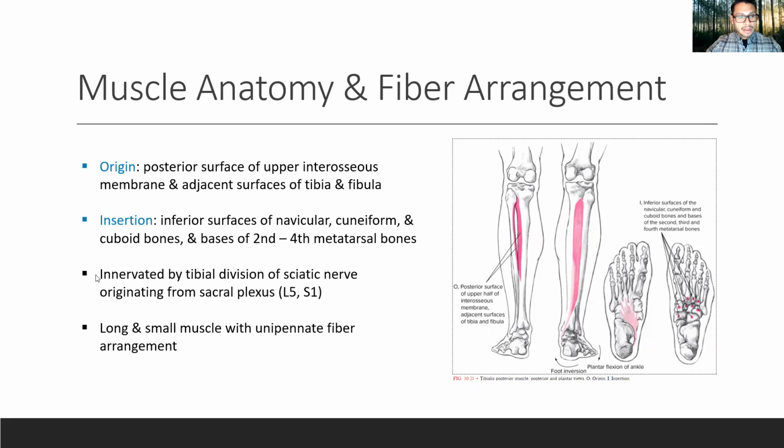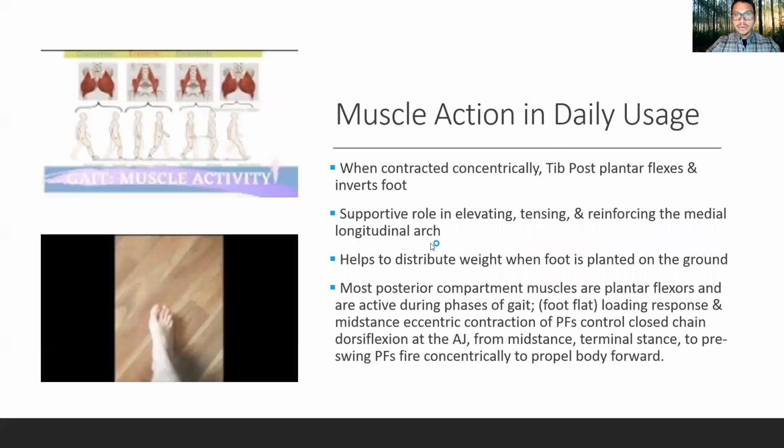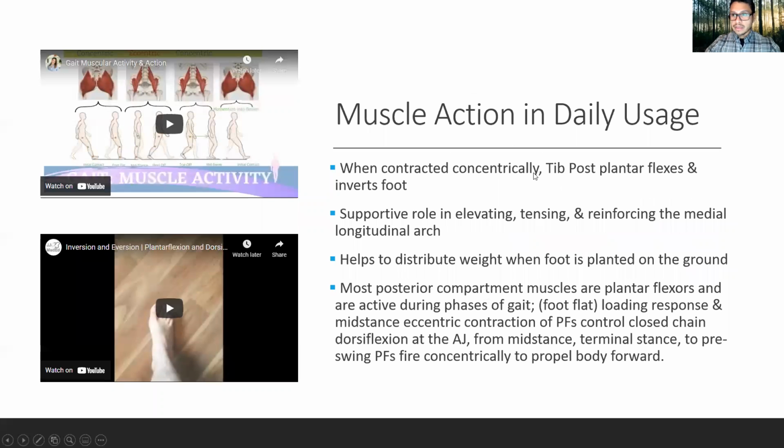metatarsal. The muscle receives innervation from the tibial division of the sciatic nerve originating from the sacral plexus L5, S1. This is a long and small muscle with a unipennate fiber arrangement, and this helps to produce the action of inversion and plantar flexion at the ankle joint during concentric contraction. And we'll talk about that role in daily usage during the gait cycle.